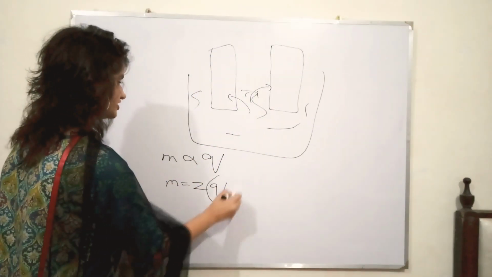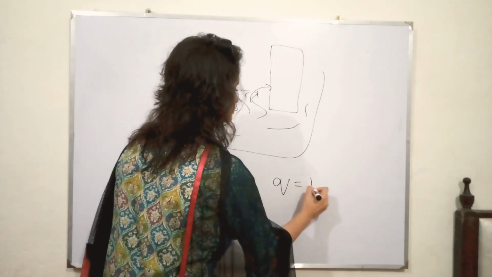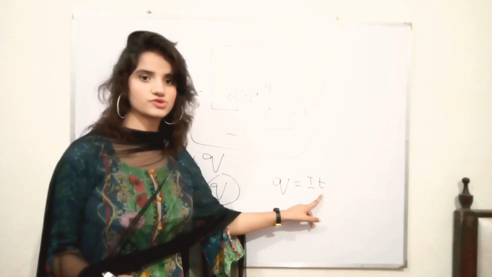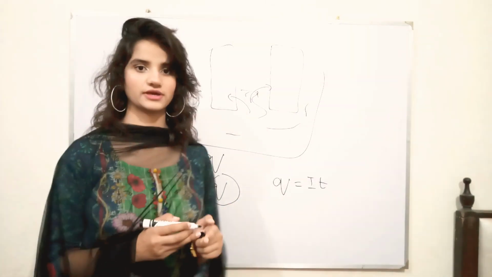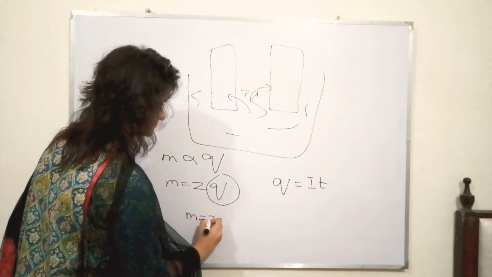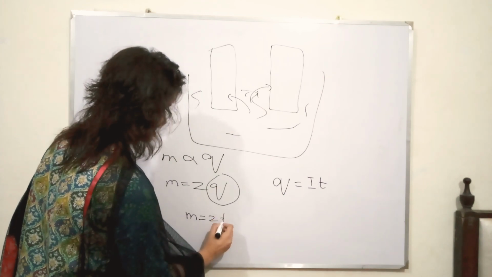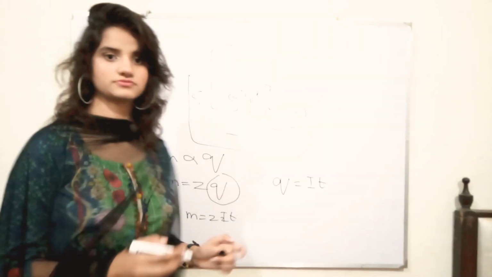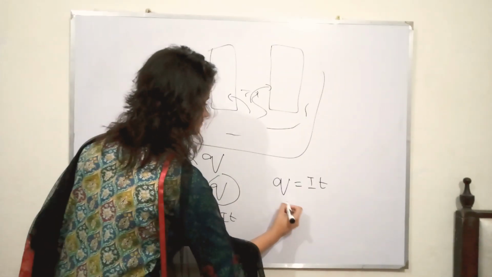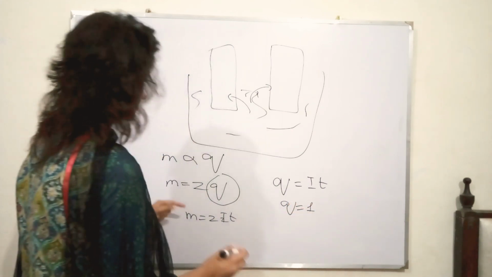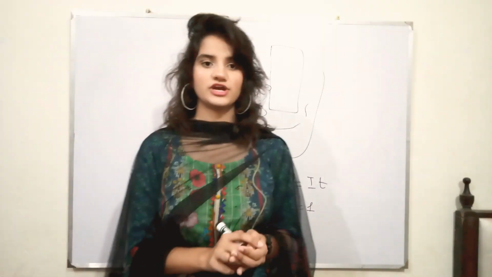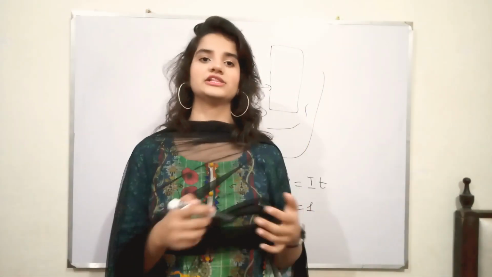If we identify the Q formula, Q becomes equal to IT. I is the flow of current and T is the time required for flowing the charge or current. So when we add this formula into this, M becomes equal to ZIT, and if Q becomes equal to 1, then at this point M becomes equal to Z.